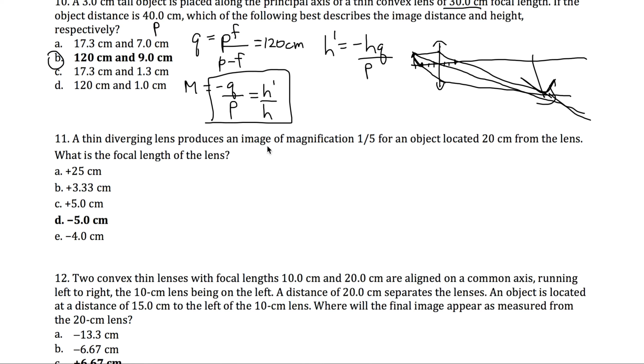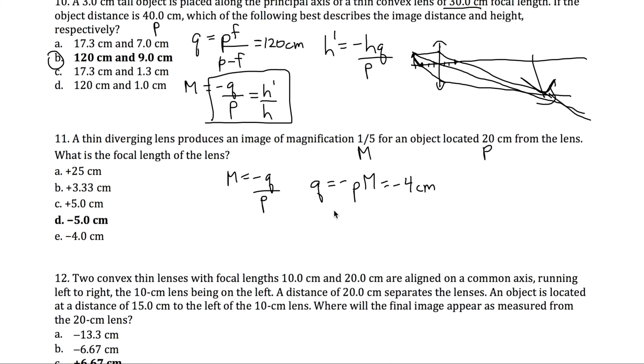Number 11, we'll just do this one with the equations. So the magnification is 1/5, that's M, and 20 centimeters is the object distance, that's P. So we're looking for the focal length. To find F we need Q, and to find Q we need to use the magnification, so we use M equals negative Q over P. That will give us Q equals negative P times M, which will be negative 4.